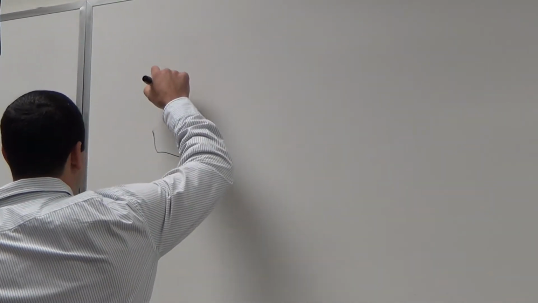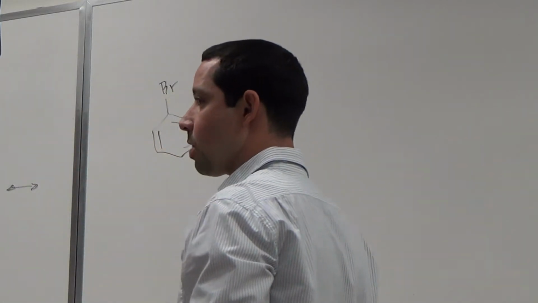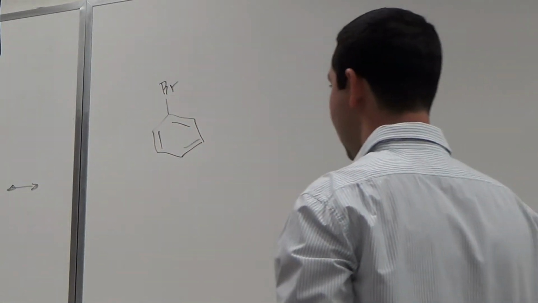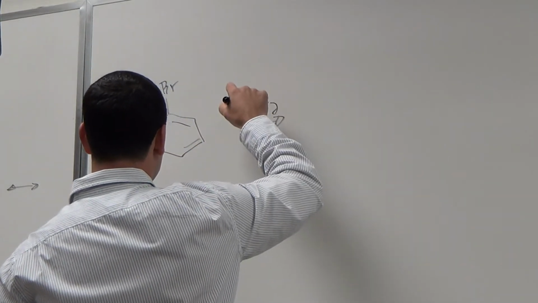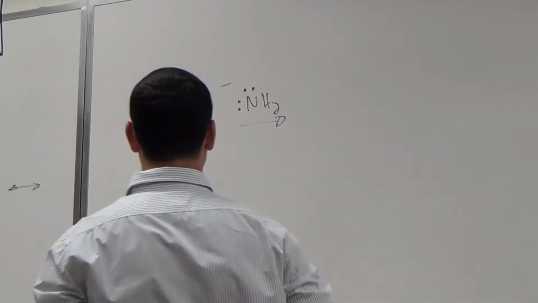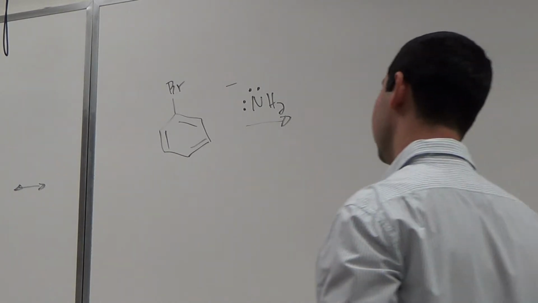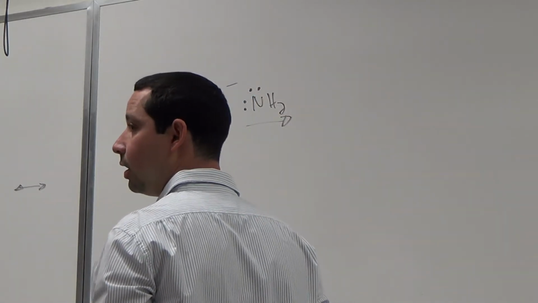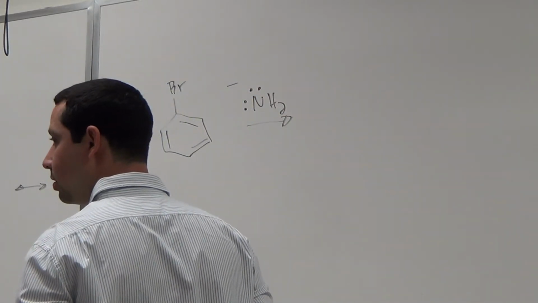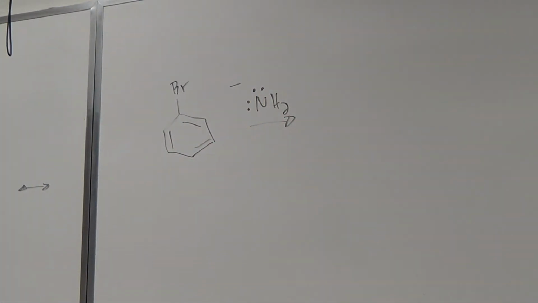So let's say that what I have is this. Let's say that that's what I have. And I treat this with a very strong base like this, sodium amide. So this is a very strong base. What is this going to act like? It is going to act like a base, and it is going to pull a proton off. And it's going to do an elimination reaction.